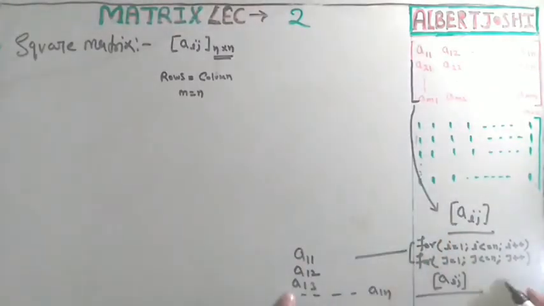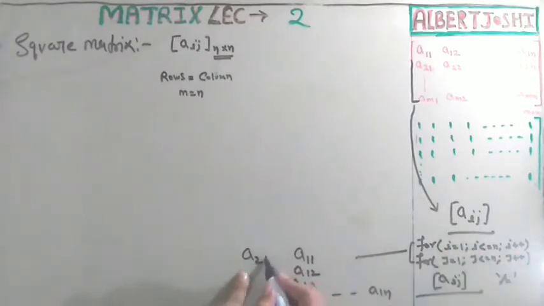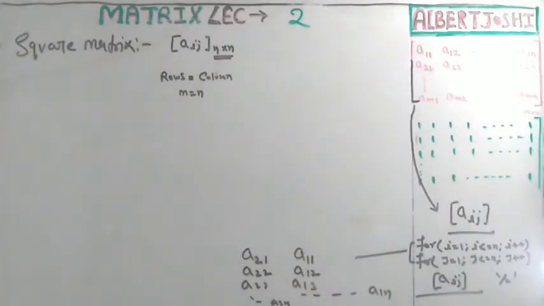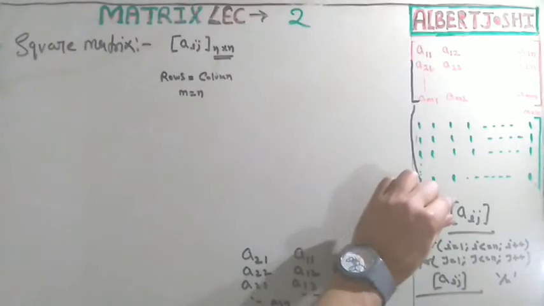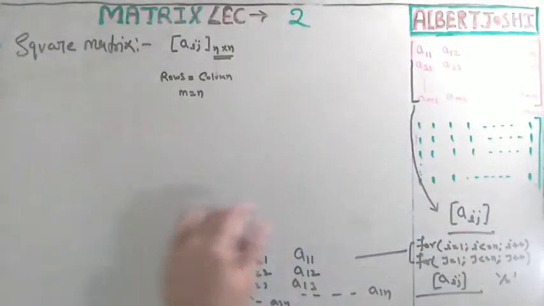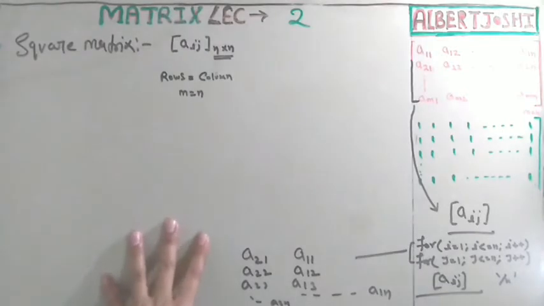Then for the next line you will use slash n. Then i is equal to 2, and j is equal to 1 to n will work: a21, a22, a23, up to a2n. So this is the second row, it has come. So that is the short form of representation of such a big matrix. Okay, so now I am coming here.